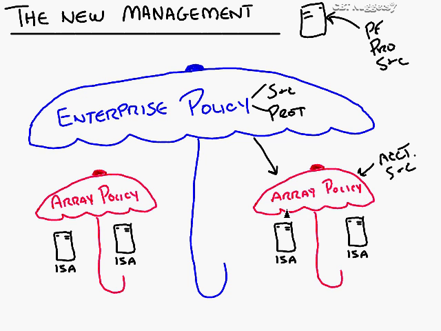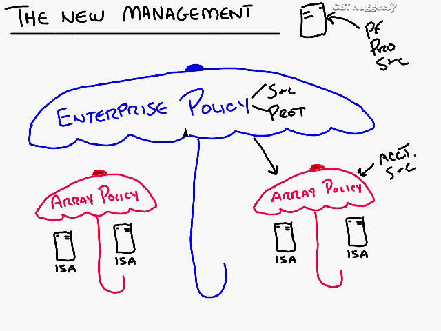They might say, well, is it possible for an array policy to override this? The answer is no. Make sure you remember that, because many people can get that confused. You cannot override an enterprise policy with an array policy. You can only further restrict it.